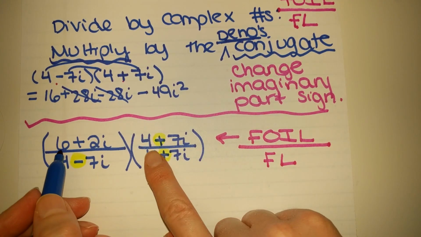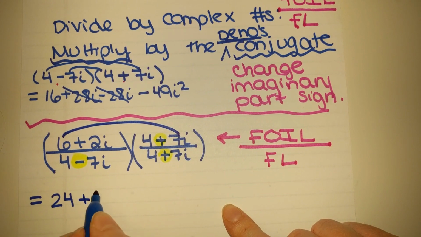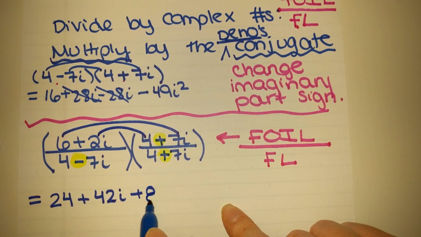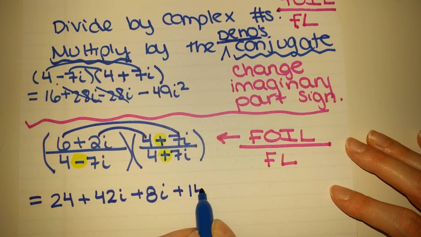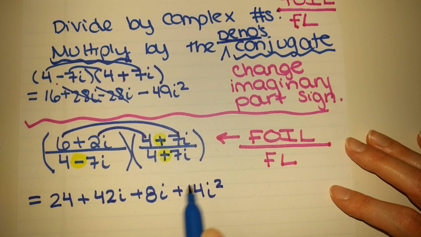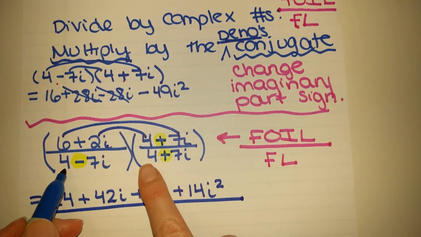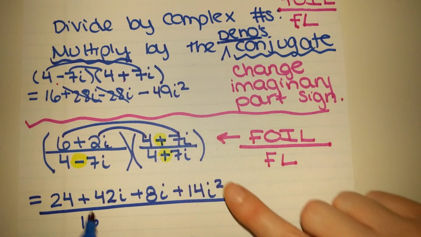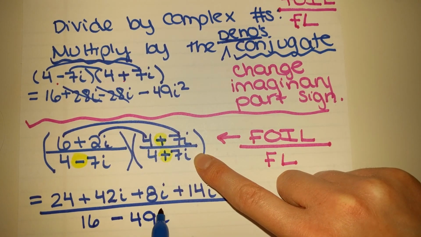All right, so let's do that now. So we take the first 2 here, so we get 24. The outer is going to give us a plus 42i. Inner gives us a plus 8i. And then the last 2 will give us a plus 14i squared, because we have an i times an i. Now, in the denominator, we're efficient about this. We say, okay, we're going to have the first 2, which is 16. The outer and the inner will cancel. And then the last 2 will give us a negative 49i squared.